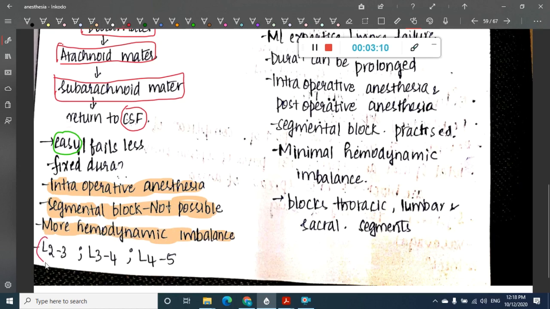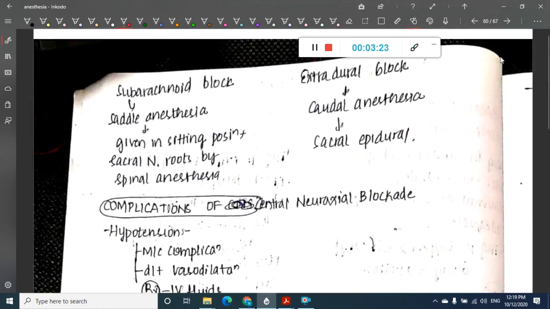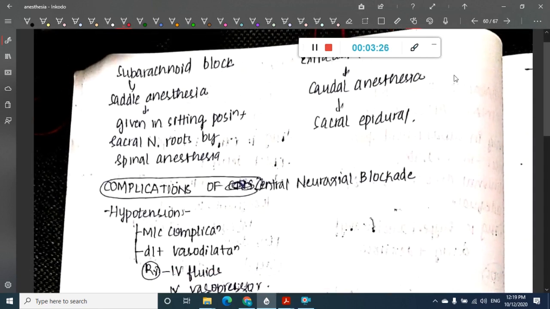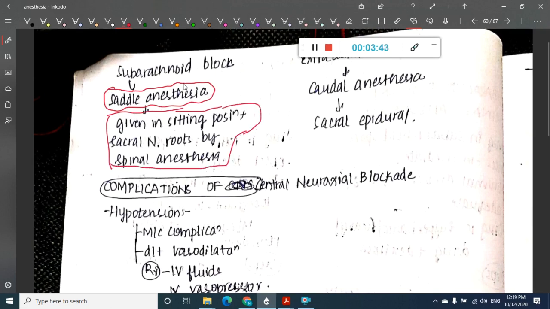This is most commonly done at the L2-L3, L3-L4 and L4-L5 spinal segments. This subarachnoid block can produce a type of anesthesia called saddle anesthesia. If the subarachnoid block is given in the sitting position, then we call it saddle anesthesia.